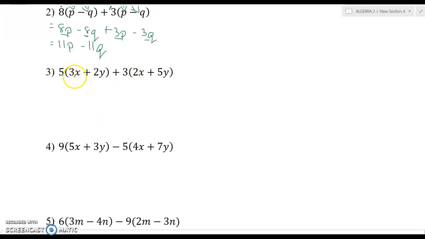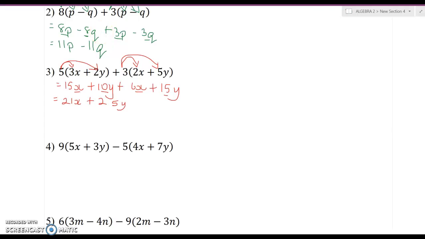Now let's look at another one. The positive signs should be a little bit easier here. No negative signs here. 5 by 3x is 15x, plus 5 by positive 2y is 10y, plus positive 3 by 2x is 6x, and positive 9y. Then simplify and add your like terms. We have 15x plus 6x, and 10y plus 15y... the 10y plus 9y is plus 25y. Good.